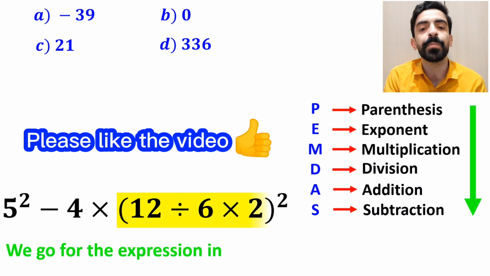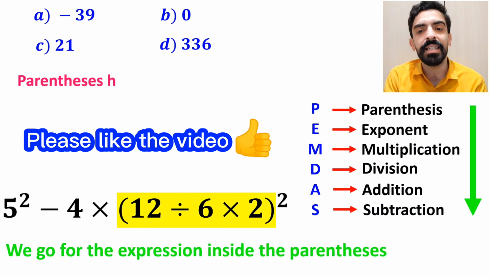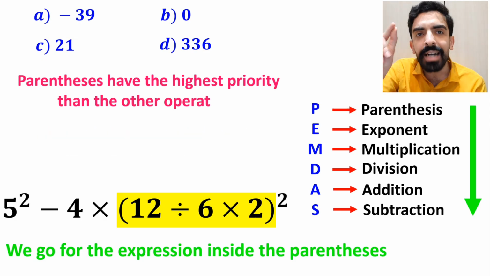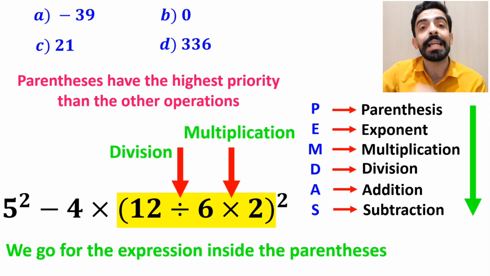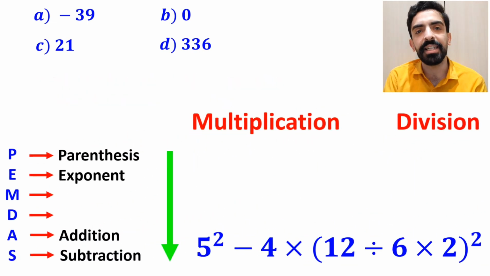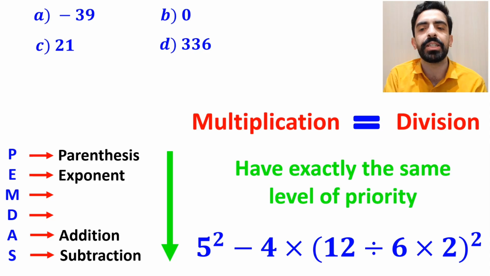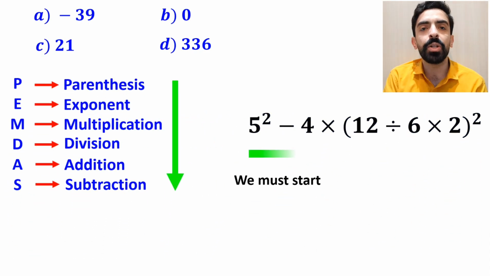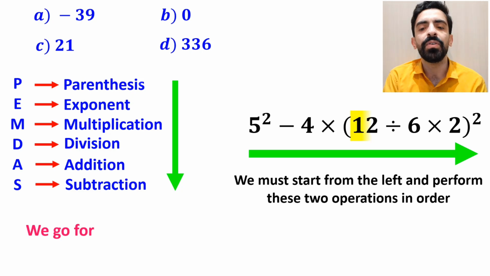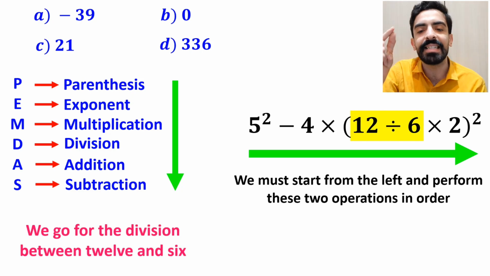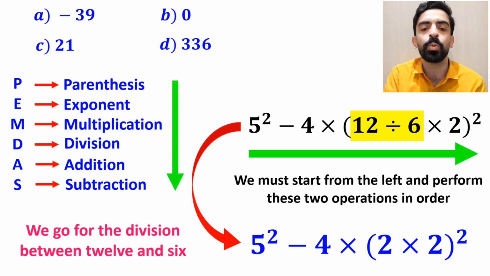So, first we go for the expression inside the parentheses, because parentheses have the highest priority over the other operations. And inside the parentheses, first we have a division sign and then a multiplication sign. It's very important to note that multiplication and division have the same level of priority. In this situation, we must start from the left and perform these two operations in order. So, first we go for the division between 12 and 6 and write this expression as 5 squared minus 4 multiplied by (2 times 2) all squared.